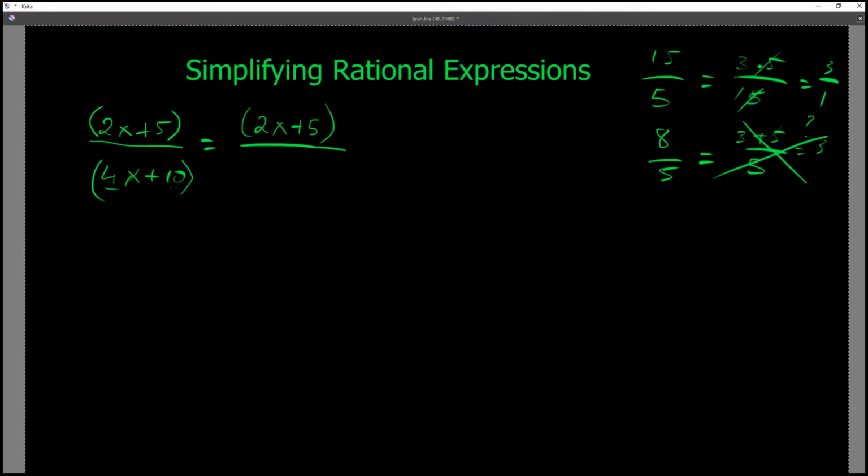So I can take out 2 from these guys. Take 2 out, I have 2x plus 5 left. See, now things that are multiplied, you can cancel. You see, this is 2 times this, just like how this is 3 times 5. You can cancel the whole entire thing. Now you have just 1 on top and 2 at the bottom. So you have 1/2. Okay, so that's how you would simplify it. Again, if there's a plus sign or a subtraction sign in between them, I want you guys to always put parentheses around them.